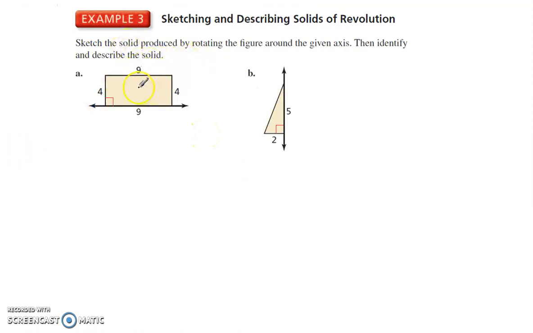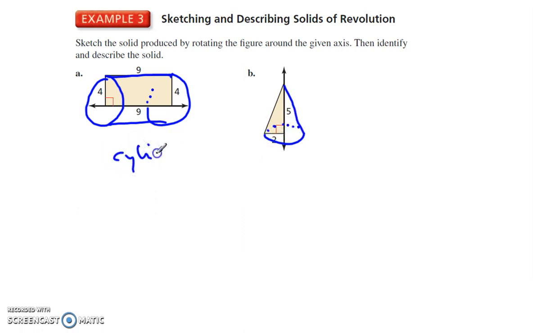Alright, sketch the solid produced by rotating the figure. Alright, so if we rotate this around, we're going to go around this way, around in a circle, and that means this side goes around the same way, and this is behind. Connect these, and that gives us a cylinder. Okay, and then here, if I turn that around, then we end up with a cone. Cylinder, cone. And that's all we have for today.